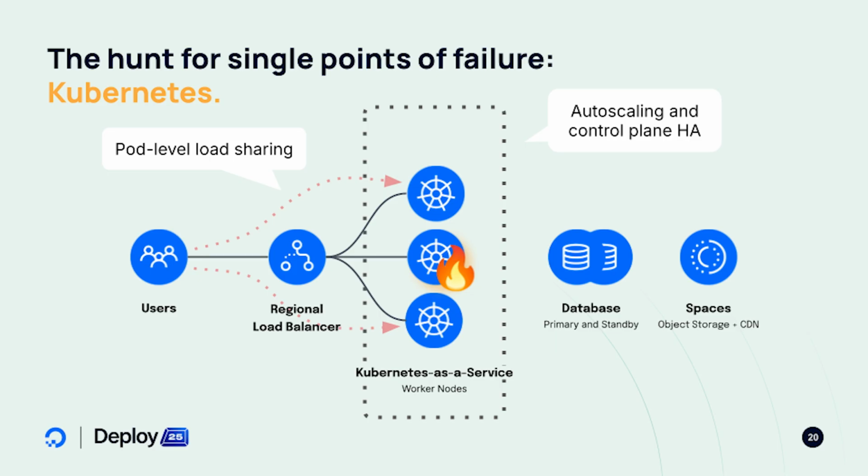Some customers also use Kubernetes, not droplets. And Kubernetes is great. It has auto-scaling built in. And one more advantage it has, it's pod level load sharing. So if with droplets we share load across the nodes, here it's much more granular. It's pod sharing.